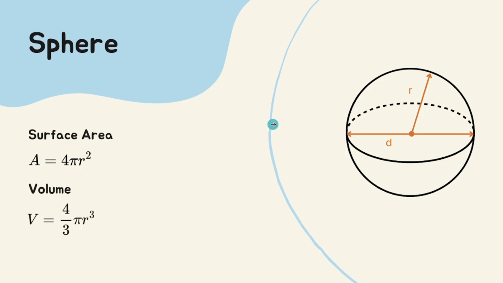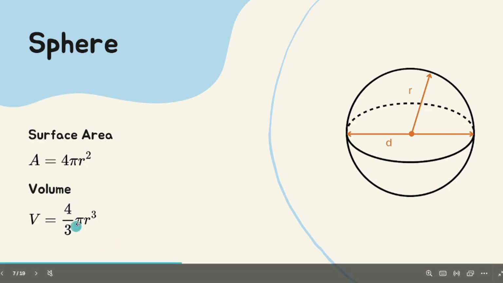So what if we have to find the surface area of a sphere? We use a formula that is 4 pi r square. Here r resembles the radius of the sphere and the value of pi will be 22 upon 7 or 3.14. So what is the volume of this sphere? The volume is 4 upon 3 pi r cube.